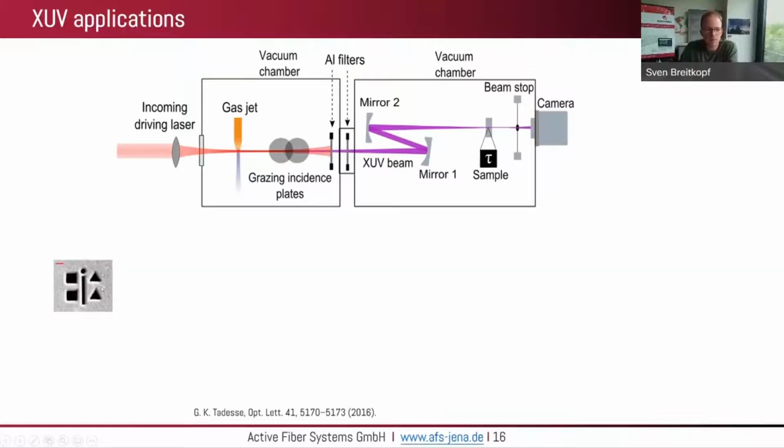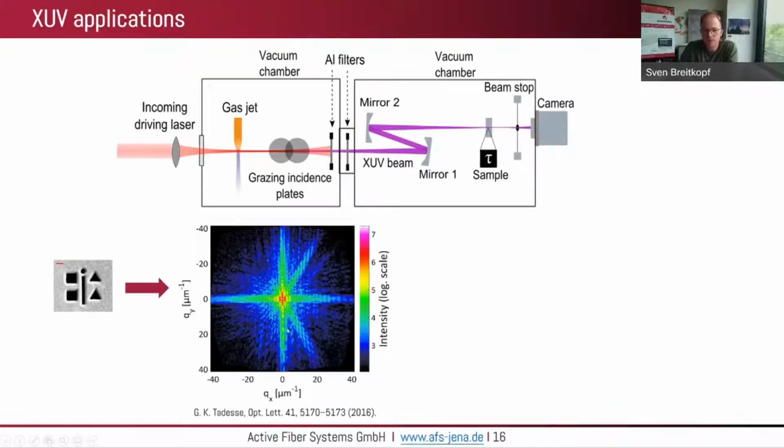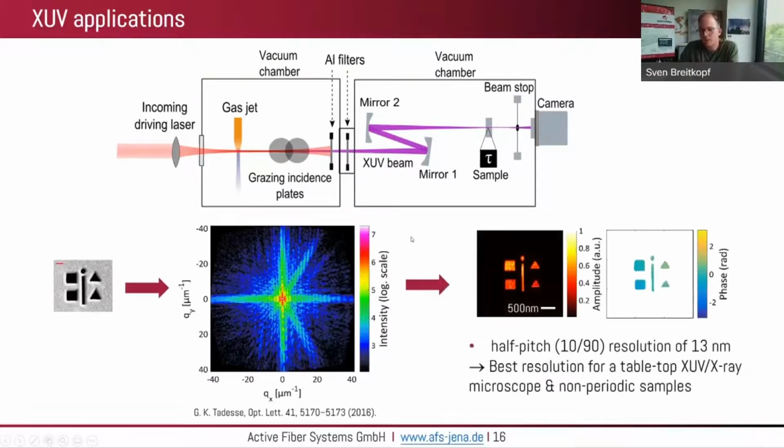You have, for example, an object like this. You get the diffractive image of that. And then you can use an algorithm to calculate how the image originally looked. And since you are having very short wavelength that you're working with, in this case, maybe a dozen nanometers, a couple dozen nanometers, you get a very high resolution in the end. So here the resolution was 13 nanometers of this object. So this is highly interesting for a semiconductor industry, for example.